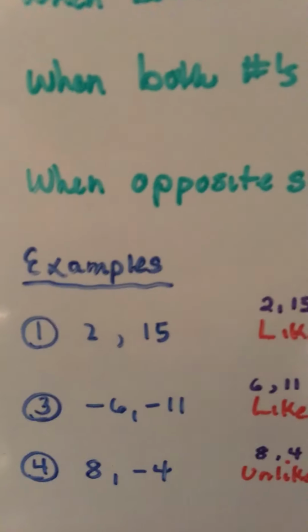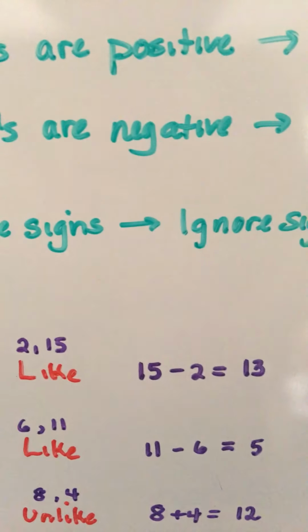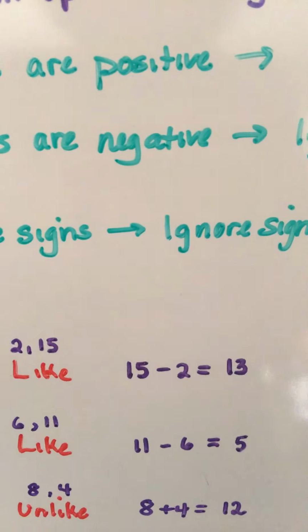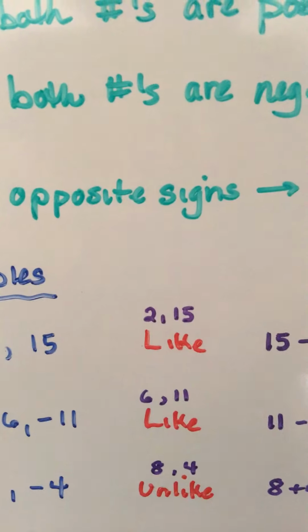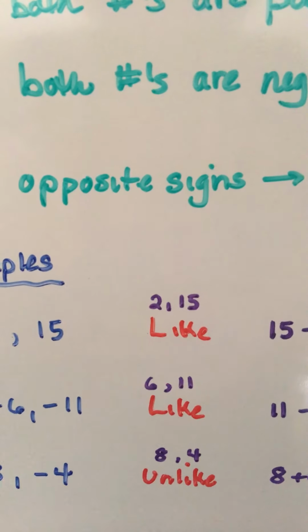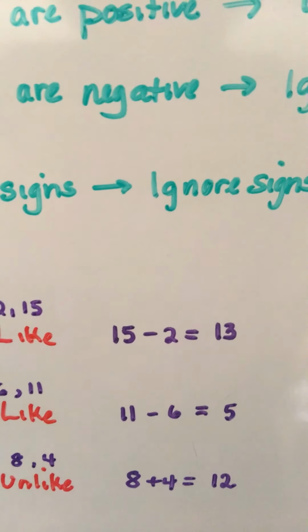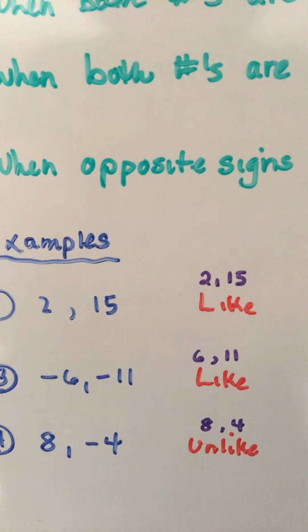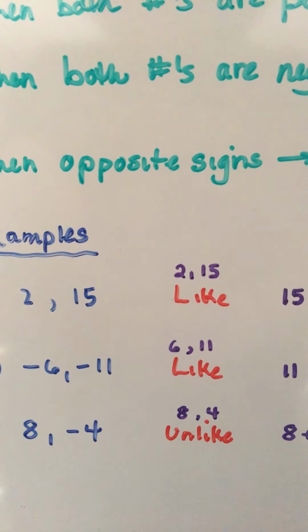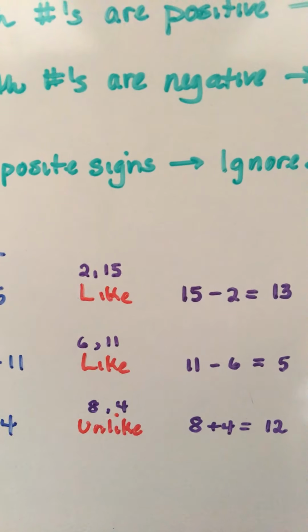So once again, let's look at a couple of examples. I have 2 and 15. They're like signs, 2 and 15. So I take large minus small, and the change is 13. -6 and -11, they're like signs. Their absolute values, or ignoring the signs, are 6 and 11. I take large minus small, and I get 5. 8 and -4, they're unlike. One's above and one's below. So I need to add the above amount and the below distance, and 8 plus 4 is 12.